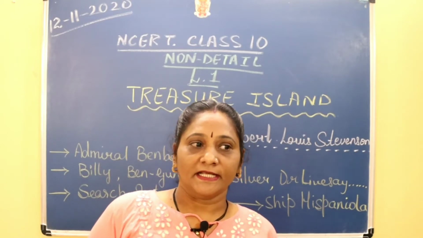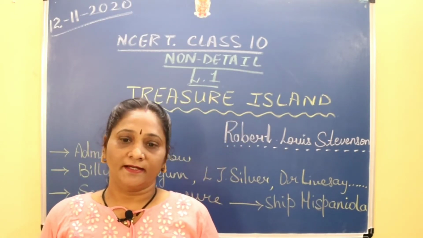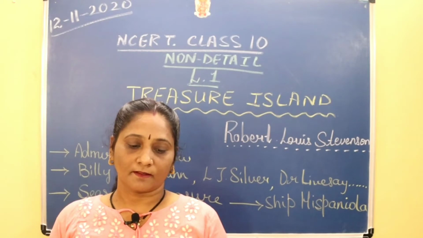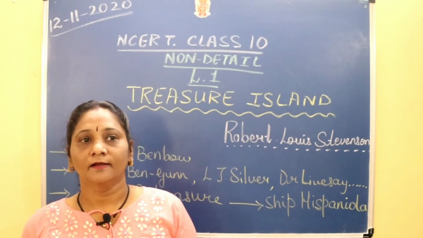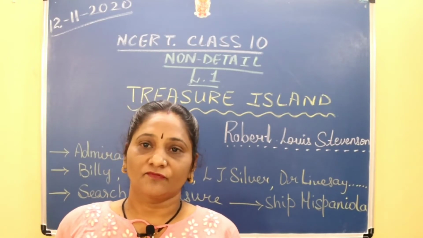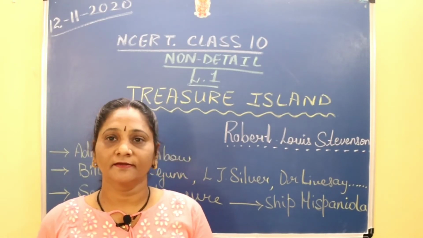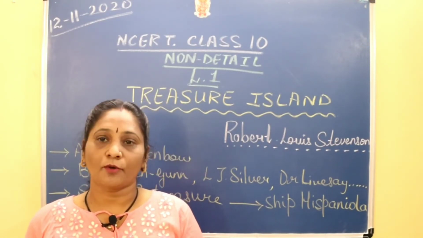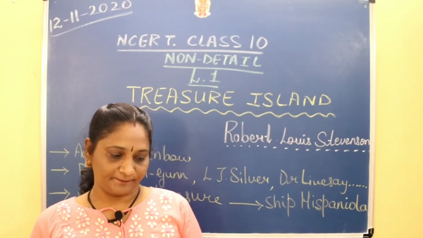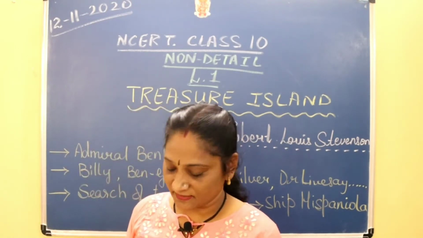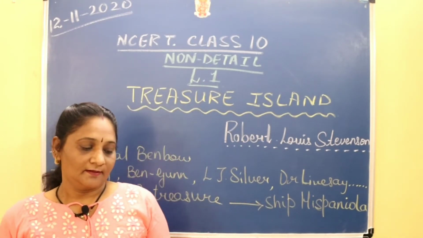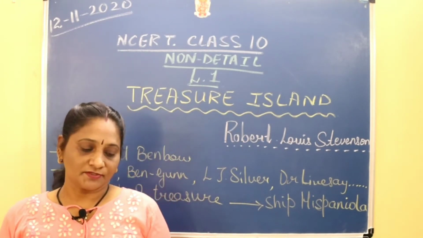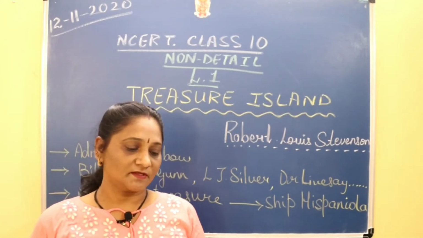So we have completed 10 lessons of prose and 10 poems. Let us start with the non-detail. Lesson 1, Treasure Island, written by Robert Louis Stevenson. So Treasure Island is the first lesson in non-detail. This Treasure Island is written by Robert Louis Stevenson.